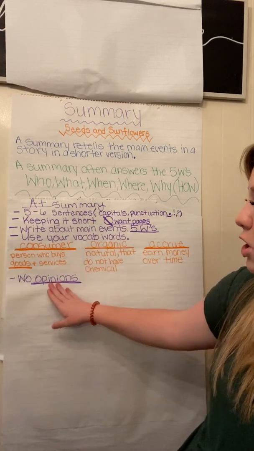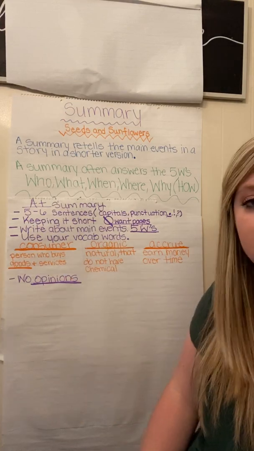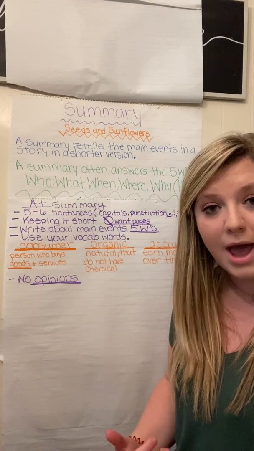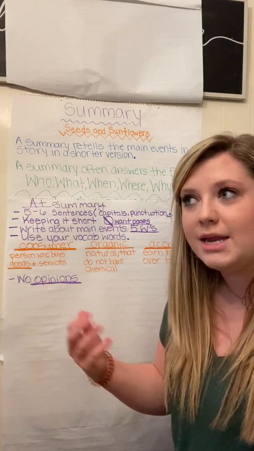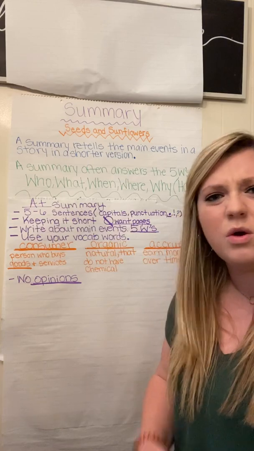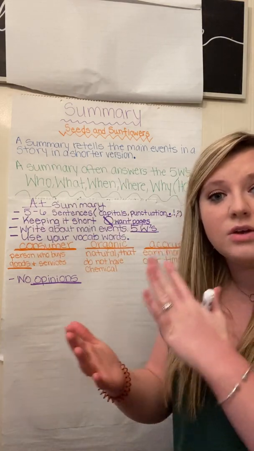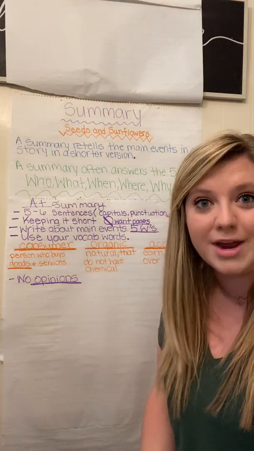And last, no opinions, okay? We don't want to add any opinions in our writing. So you don't want to say, I think this will happen next. I don't like that this happened in this story. I didn't like the main character. Okay, we don't want to add that into our summary. We just want to keep it to details and facts and the main things that we learned from our story.